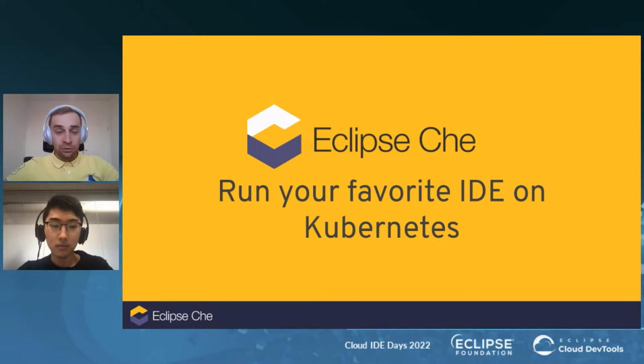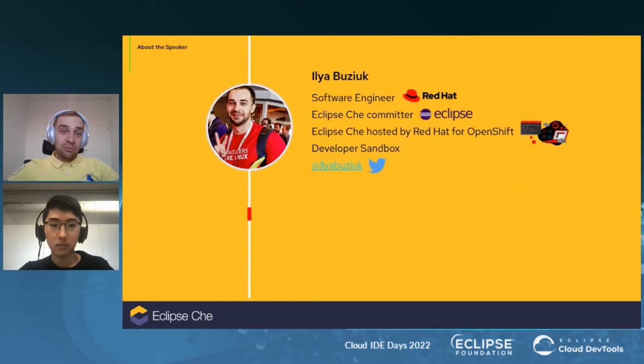Today we're going to talk about Eclipse Che and how to run your favorite IDE on Kubernetes. My name is Ilya, I'm a software engineer at Red Hat. Also, I'm an Eclipse Che committer and I'm in charge of the Eclipse Che hosted by Red Hat for OpenShift Developer Sandbox service. And this is actually the easiest way to try Eclipse Che online. In a single click, you can get a workspace up and running and try Eclipse Che.